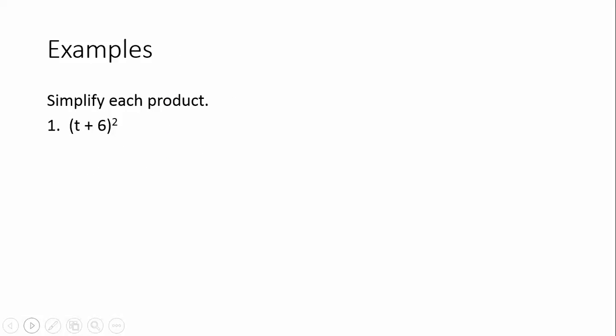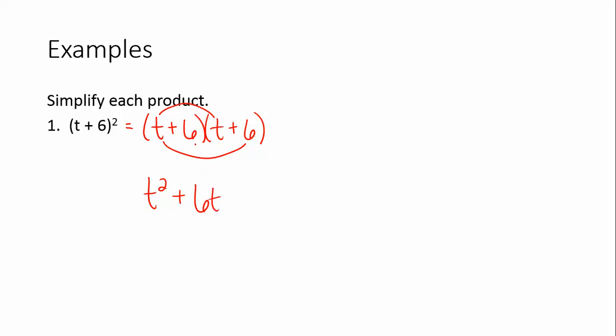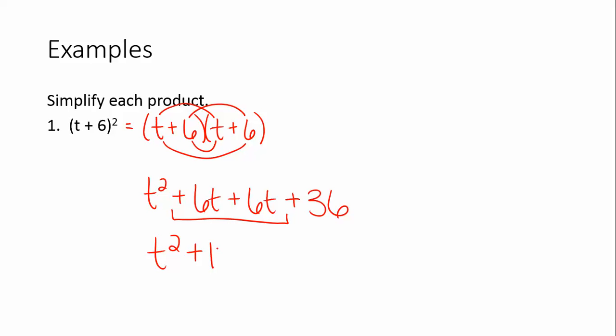So let's simplify the product. We did talk about one of these in class a few days ago, where when you have a quantity that's being squared, it means you have two of those quantities, in this case t plus 6, being multiplied together. So we want to FOIL. T times t is t squared. T times 6, 6t. 6 times t, 6t. And 6 times 6 is 36. Again, we always need to combine the inside and outside terms, or the like terms, whenever we can, to get t squared plus 12t plus 36.